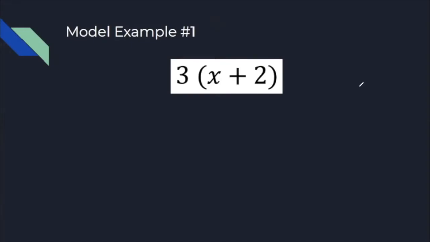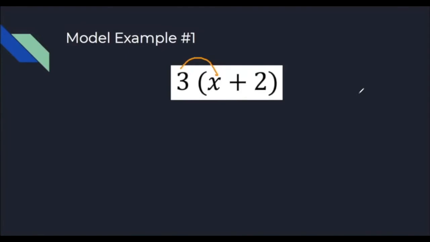3 parentheses x plus 2 parentheses. In this case, we're going to give the number outside of the parentheses, or 3, to all of the numbers and variables inside the parentheses. So I need to distribute this 3 to the x. What is 3 times x? 3x. We can't go any further because we don't know what x is. So we'll leave it just like this.